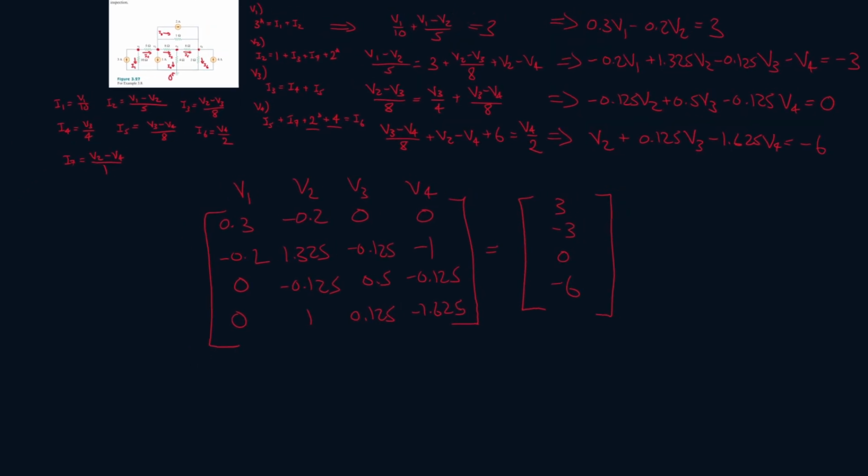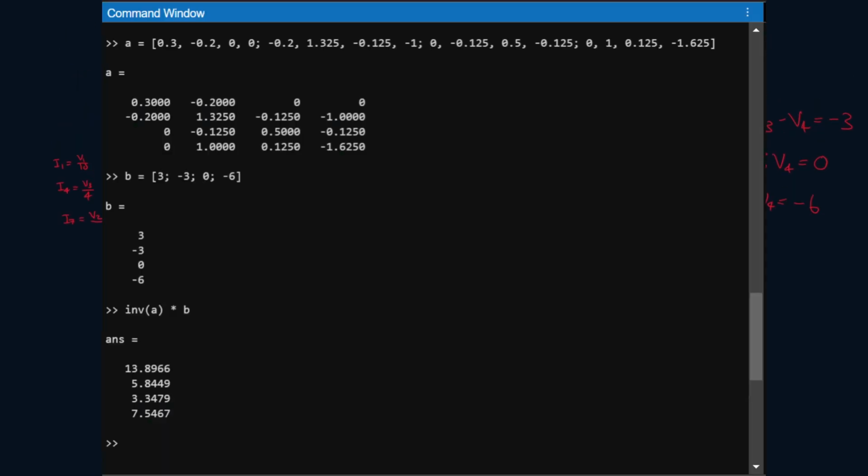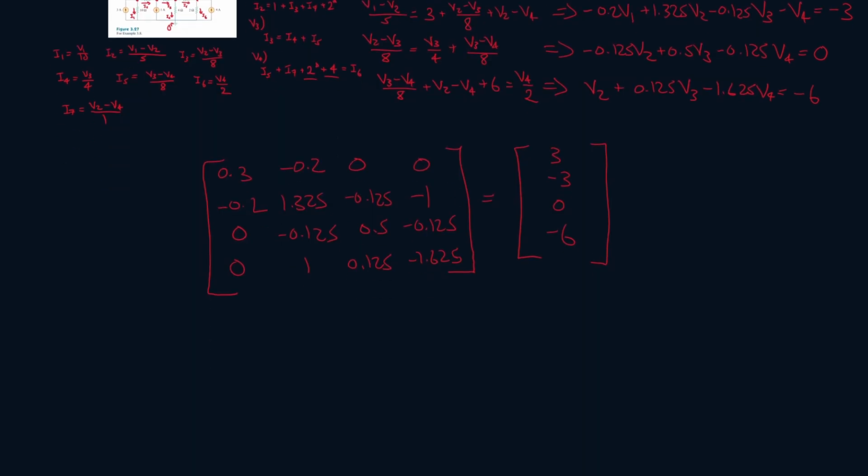So this is pretty much the answer they just want. They don't want anything else. But if you were to put this through MATLAB, or solve by substituting each of them into each other, you would get the following answers. V1 will be equal to 13.8966 volts. V2 will be equal to 5.8449 volts. V3 equals 3.3479 volts. And V4 will be equal to 7.5467 volts. And these will be your final answer.